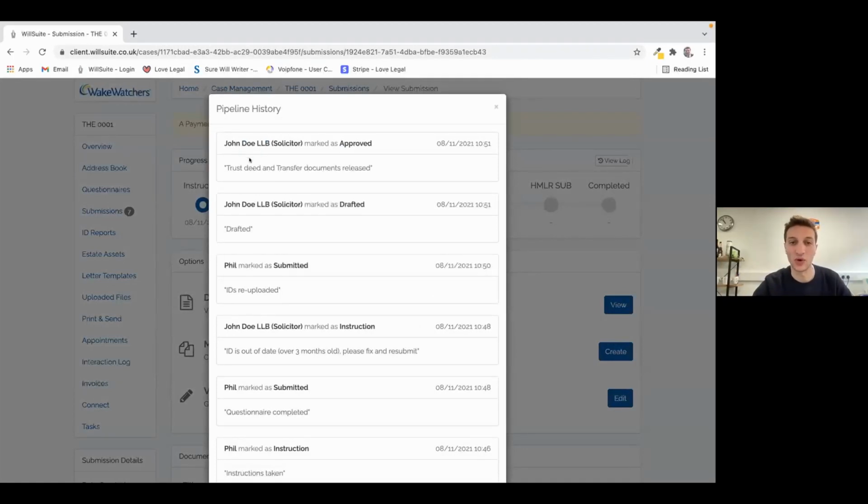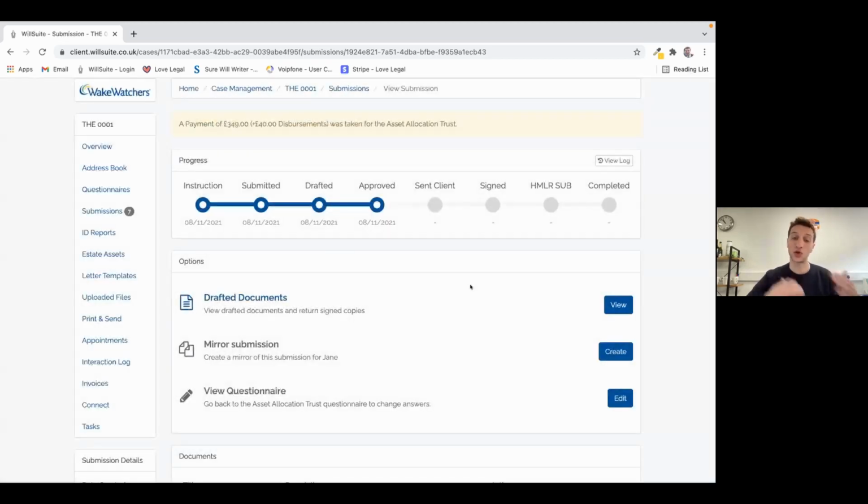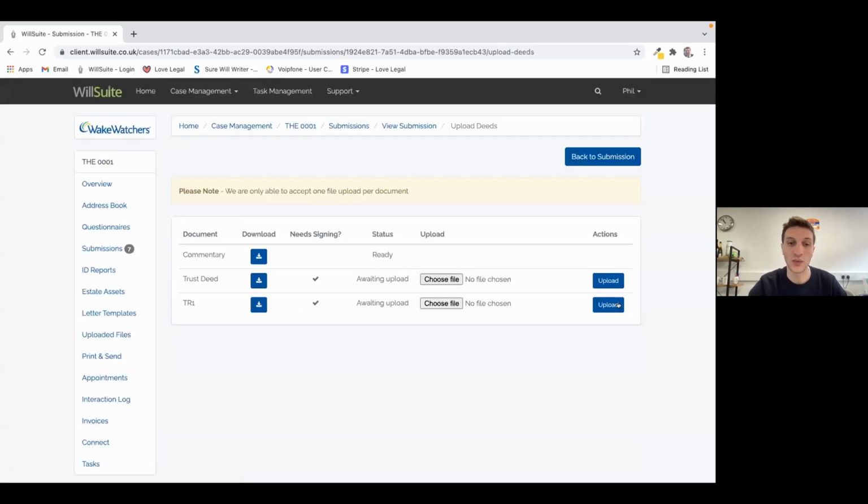We'll see what the solicitor has done is moved forward the pipeline onto the approved step, with the note "trust and transfer documents released." And what that will mean in turn is that the documents are now on our system. So now if we go on to the drafted document step, we click view, we can see that a TR1 has been uploaded, a trust deed has been uploaded, and a commentary has been uploaded.